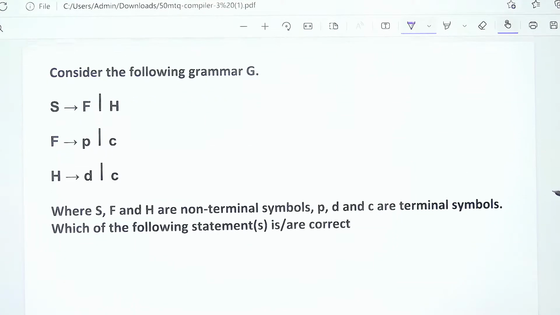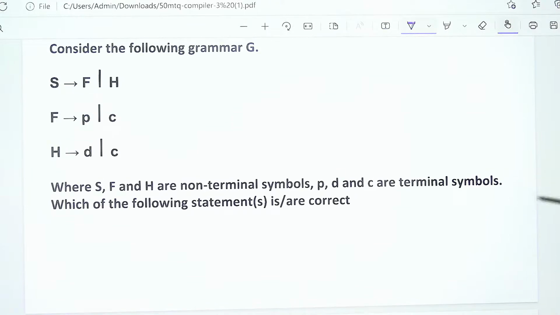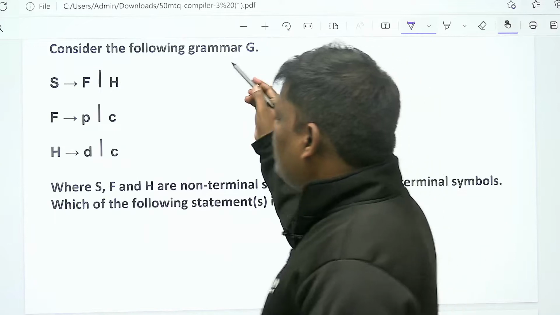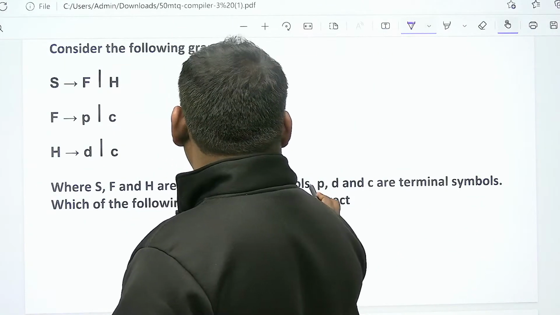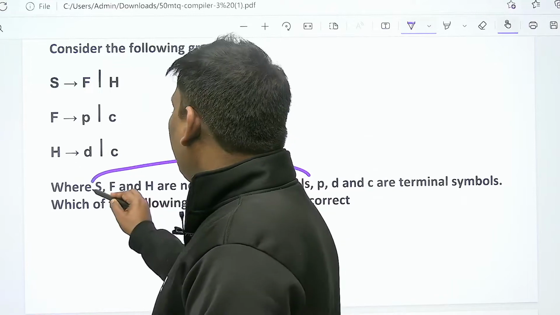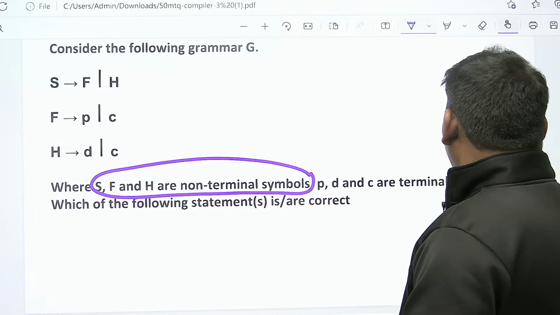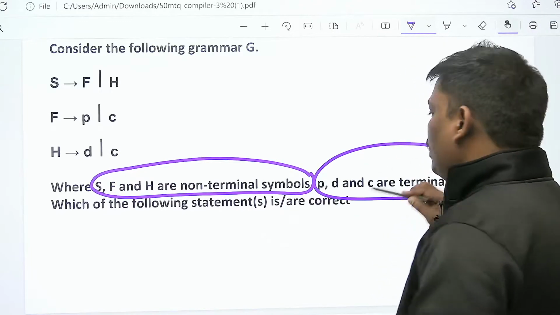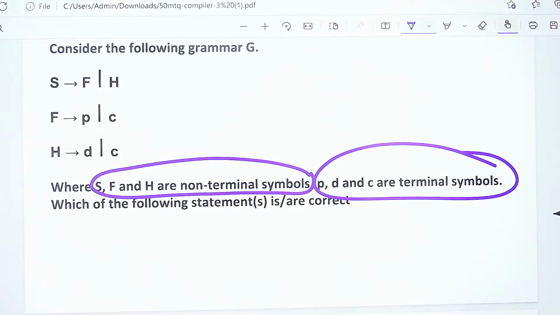Yeah, see this problem. This is also a nice problem. Can you see this? One grammar is given, and he's saying that S, F and H are non-terminal symbols. These are non-terminals. P, D and C are terminal symbols. These are terminal symbols. Then which one of the following statements is true?